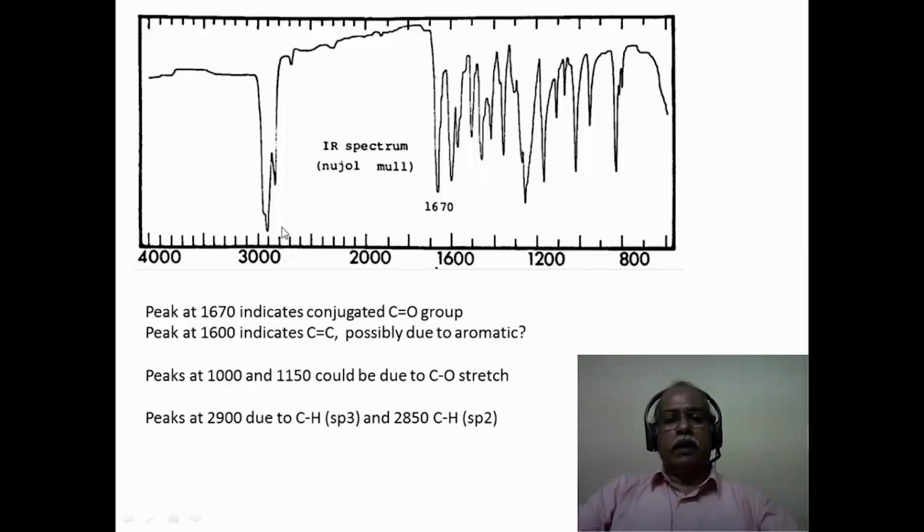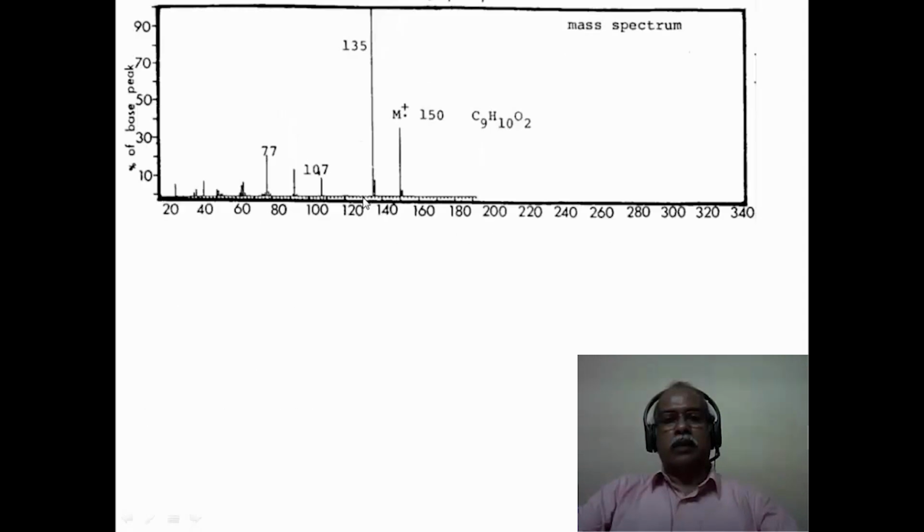And the peak at 2900 to 2850 corresponds to the sp3 and sp2 type of CH stretching frequency, which is fairly intense in this region of 2800 or so. The mass spectrum of the compound is seen here. The molecular ion peak comes at m/z value 150, and a loss of 15 mass units, which is the loss of a methyl group, corresponding to 135, is seen here very clearly.